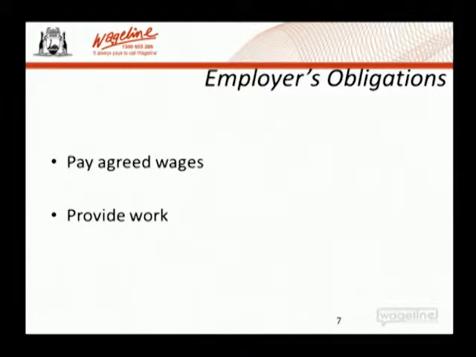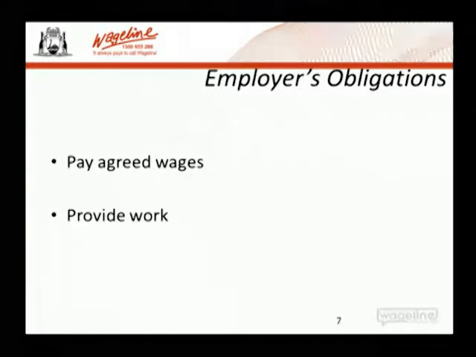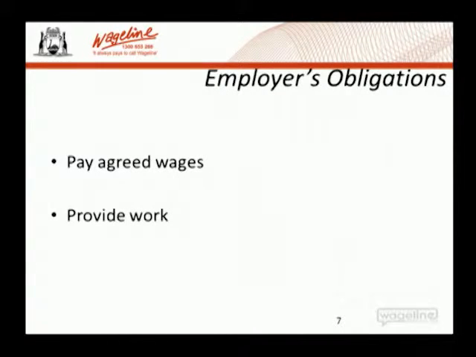Another thing to be aware of as you're defining the job is the basic common law obligations that you as an employer have to your staff, and also that the staff members have to you as an employer. So firstly, your obligations. Two very simple, very straightforward ones: to pay the agreed wages and to provide work.